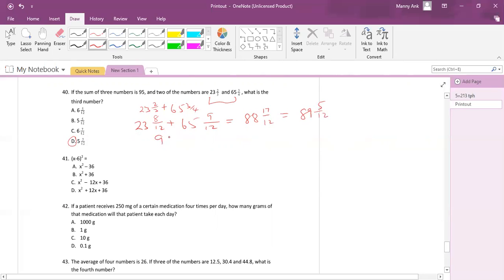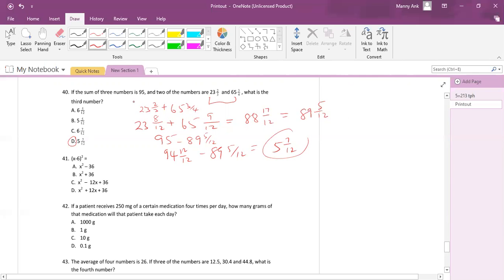Now we can subtract this from 95. Okay, create a fraction out of the 95. If I create a fraction here, this will be 94 and then 12 out of 12 minus 89 5 out of 12. So if we do this, we end up with 5 7 out of 12. That's the answer.